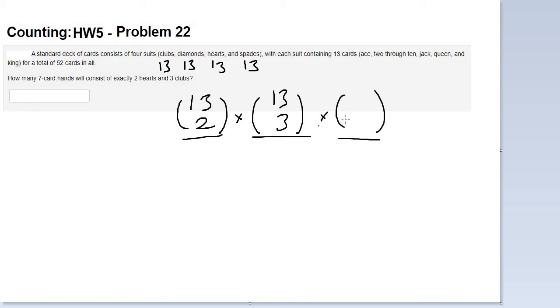2 plus 3 is 5, plus 2 is 7. We have to make a total 7-card hand. So we have 26 none. So we are picking hearts here, we are picking clubs here, and this is the none cards. So that is the answer.